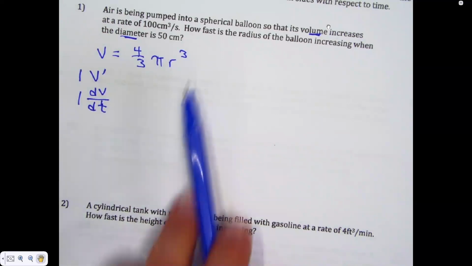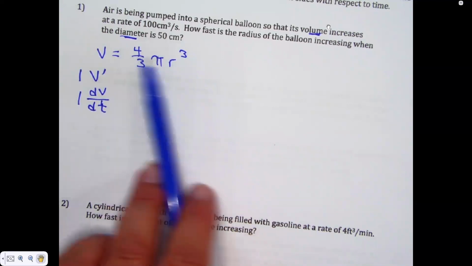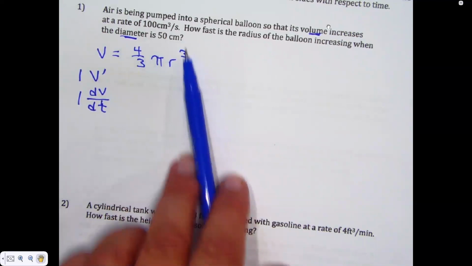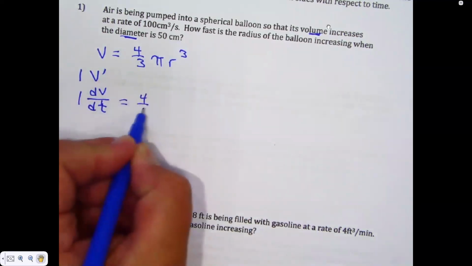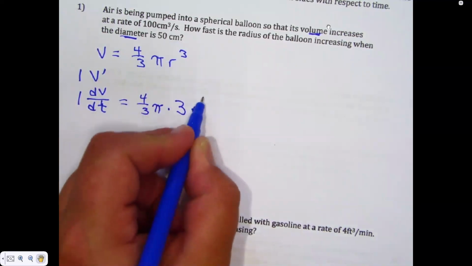All right, what's the derivative here? This is just a number. This is just a coefficient. So I'm going to roll it down and subtract 1. So here's my equal sign. I got 4/3 pi times 3 r squared.